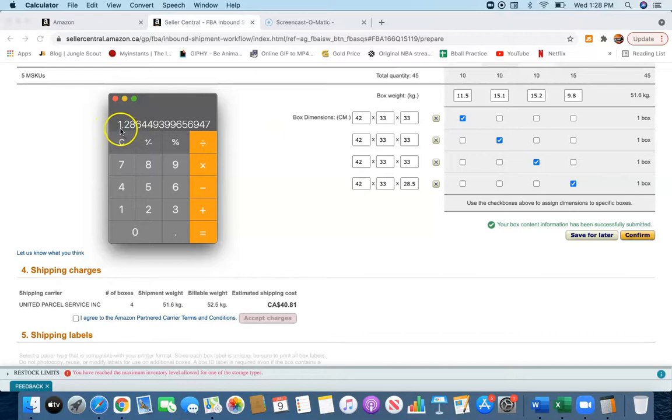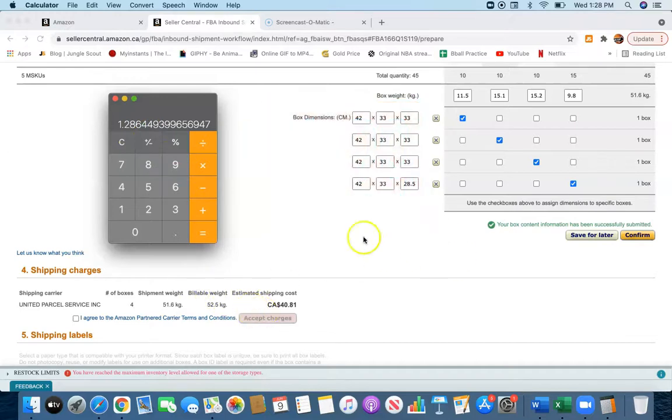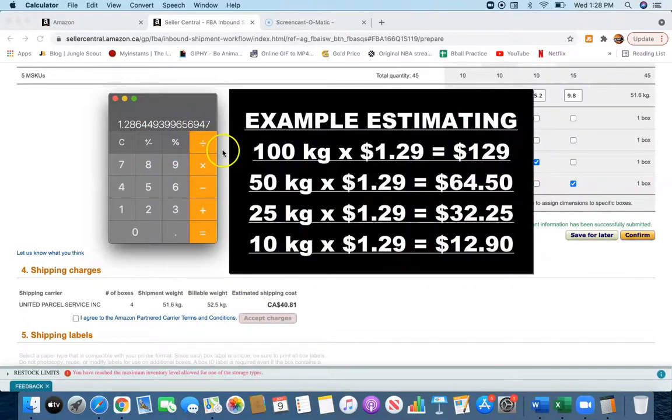So in this case, I'm going to be paying $1.29 per kilogram when I'm shipping products to Amazon. So as long as you know the weight of the products that you're shipping, you'll be able to do the math a lot easier and know what the cost will be when you're shipping your stuff.